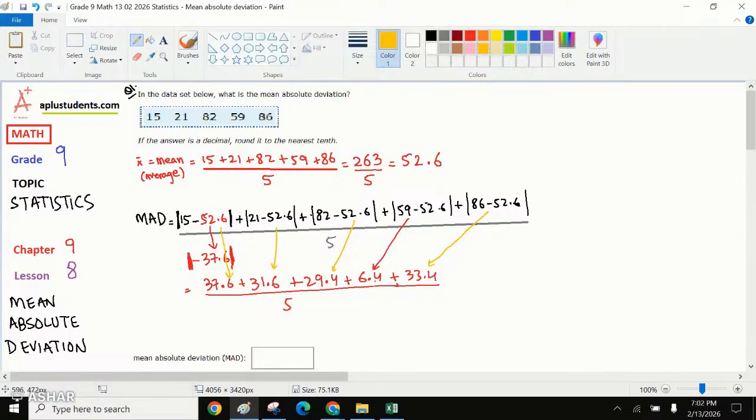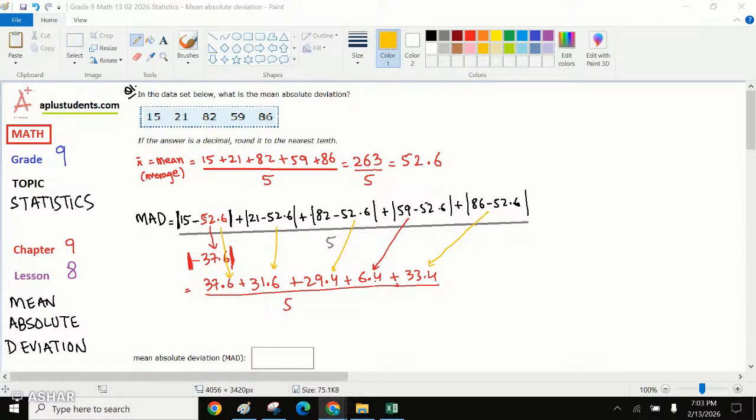So we found the values for each of them. Since it was a modulus, we never consider it to be negative. An absolute function means it is always a positive value. So when we add the numerators together, 37.6 plus 31.6 plus 29.4, 6.4, and 33.4.